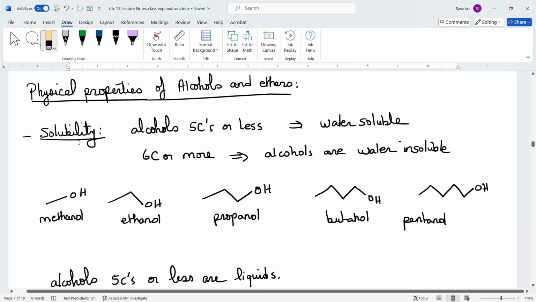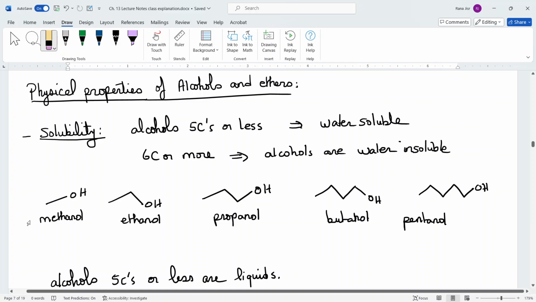The compound, normally we call it a solute, and the medium that it's dissolved in, we call it a solvent. So for the solubility, when we talk about alcohols or ethers, both need to be 5 carbons or less in order to be water soluble. More than that, they are considered water insoluble.